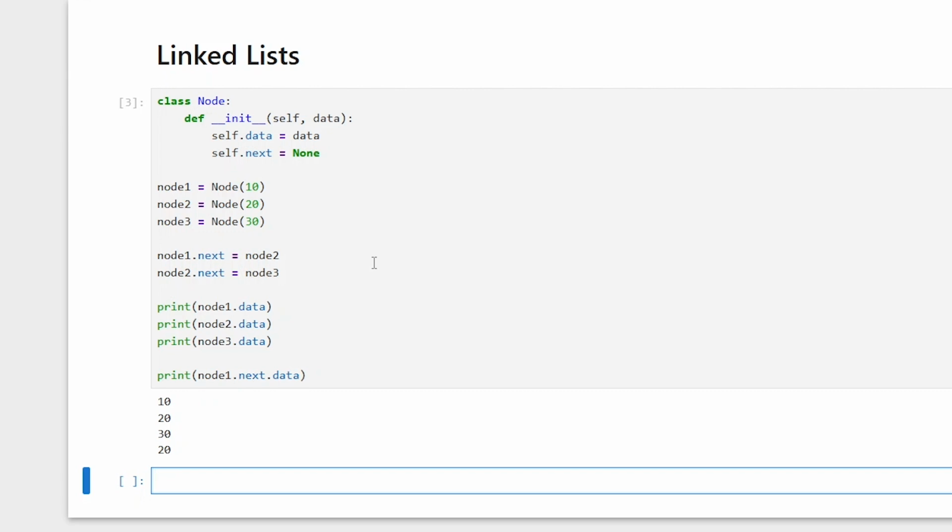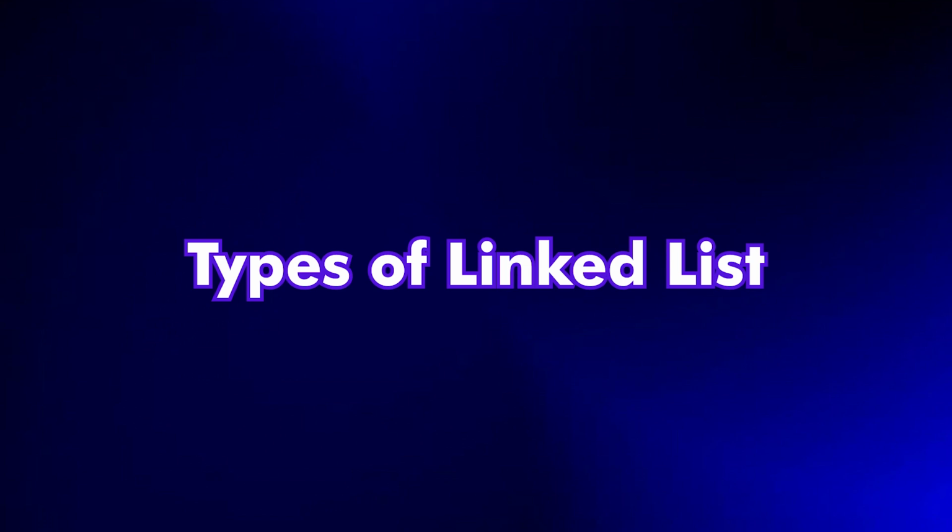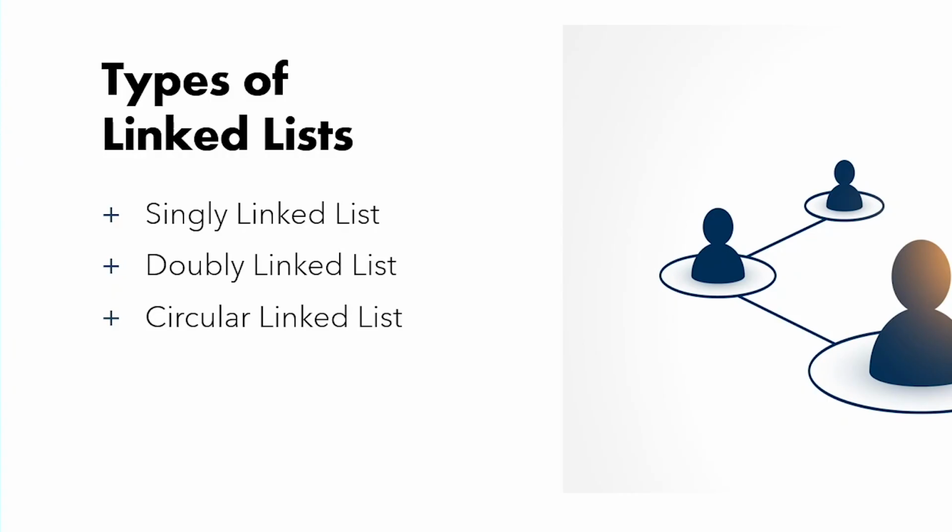But this is just a manual setup. To make things cleaner and easier to manage, we usually wrap the logic inside of a proper linked list class. But before we get into this, let's look at the different types of linked list. There are three main types of linked list.